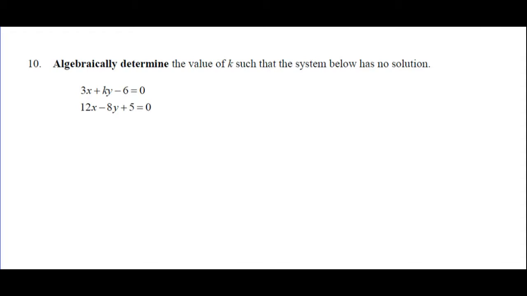Algebraically determine the value of k such that the system below has no solution. Okay, what do we need for no solution? We need parallel lines, right? What do we need for parallel lines? Same slope, different y-intercept.